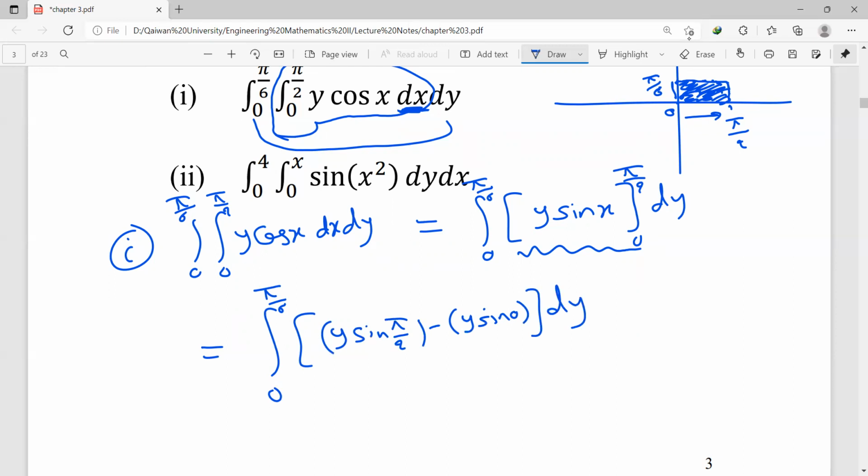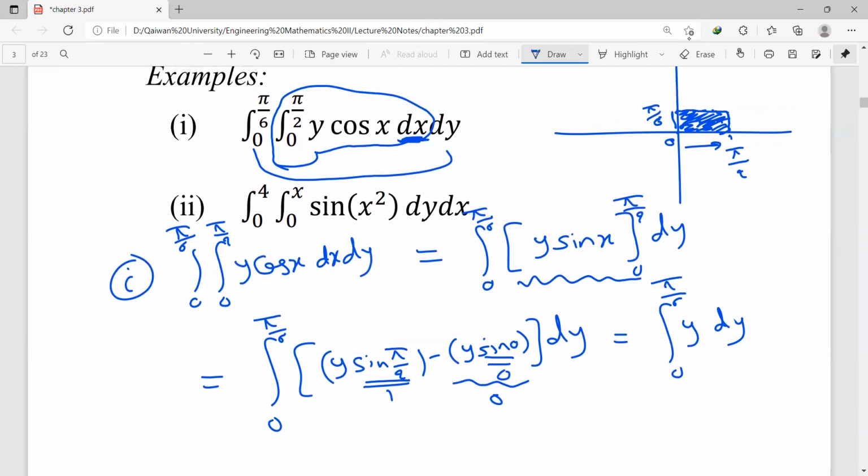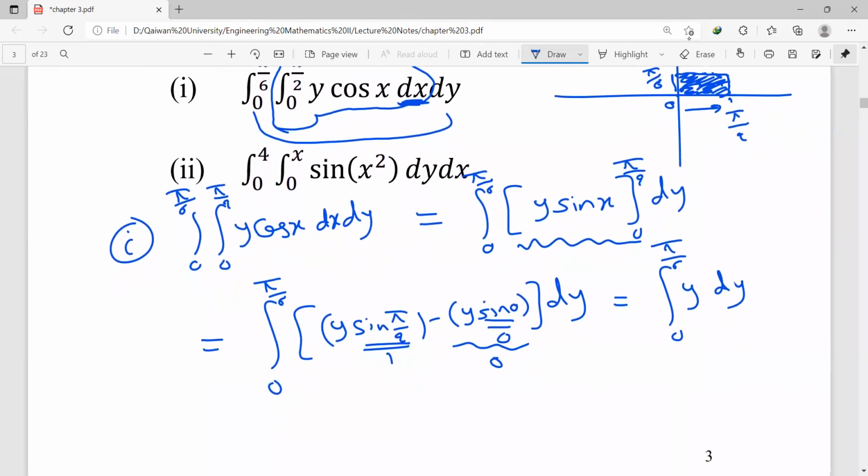We just used the lower and upper limits of the integration. We first replace x by the upper limit, then minus we replaced by the lower limit of the integration. Sine 0 is 0. That means y sine 0, here we get 0. But here sine pi over 2 is 1. That means we get the integration from 0 to pi over 6 for y dy. Is it? Because sine pi over 2 is 1 and sine 0 is 0, so all of this term becomes 0. But here it's 1. Y times 1 is y. That means we just get y. The integration of y cos x with respect to x for x from 0 to pi over 2 is only y. We get y dy.